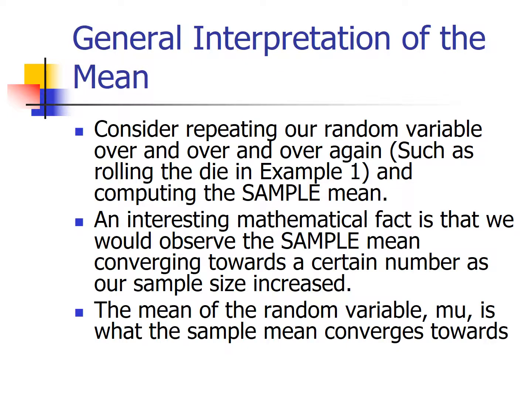Now notice I actually didn't interpret the mean. I didn't interpret the 3.5 that we got when we talked about example 1. In a somewhat more general or generic situation, when we're not talking about financial assets or games of chance, how do we generally interpret the mean of a random variable?